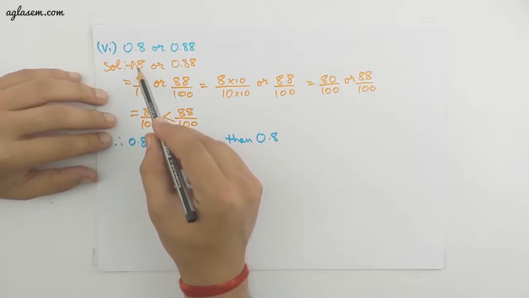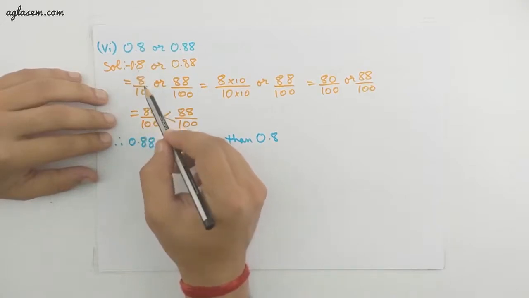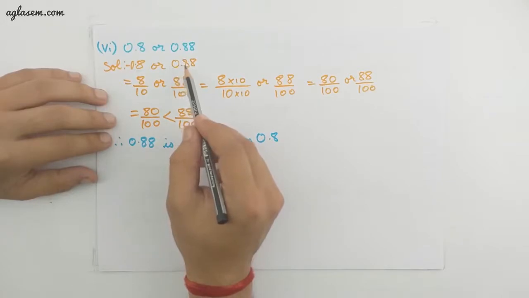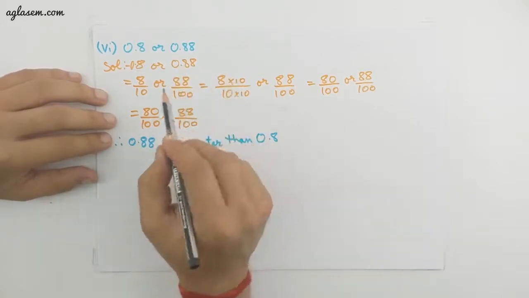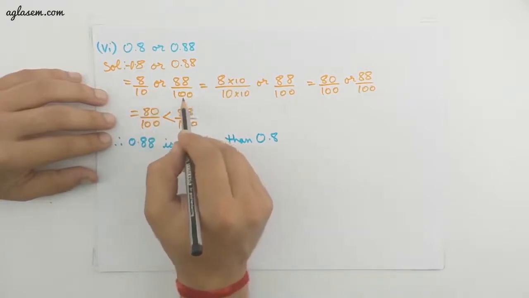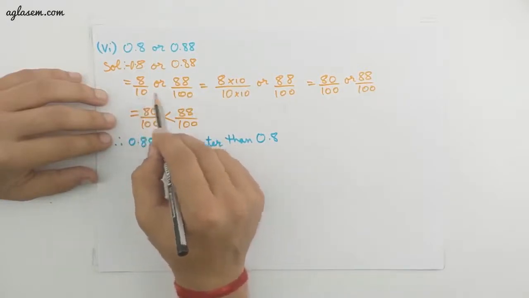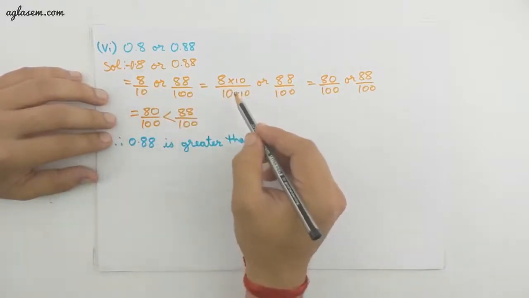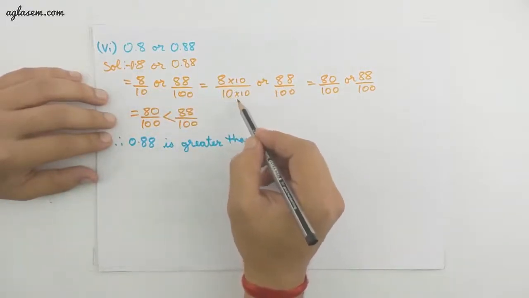On the left side we can see after the decimal there is only one number, so we will divide 8 by 10 to remove the decimal, and on the right side we can see there are only two numbers after the decimal, so we will divide this by 100. As we can see, the bases are not common. The left side is 10, the right side is 100, so we will multiply the left side by 10 to make the base common.